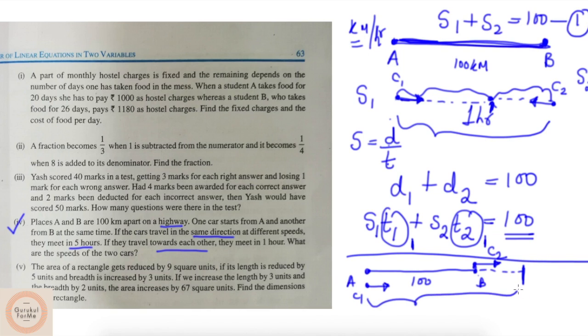So how much time do they take here to reach? 5 hours. Now, can I say that whatever is the distance travelled by car 1, and what is the distance travelled by car 2? What is the distance travelled by car 1? So the distance travelled by car 1 is d1, which is equal to s1 and t1. And what is the distance travelled by car 2? In this case, it is s2 and t2.